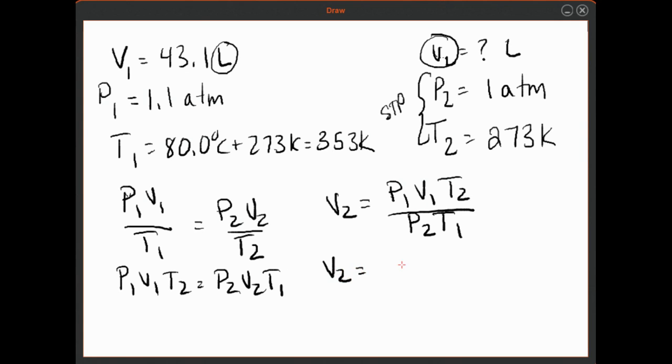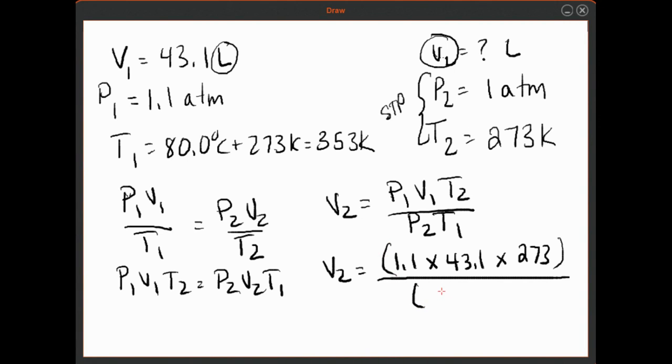So pressure 1 is 1.1. We're going to multiply that by volume 1, which is 43.1. We're going to multiply that by temperature 2, which is 273. And we're going to divide all of that by pressure 2, which is 1 atmosphere, multiplied by temperature 1, which is 353 Kelvin. All right, so now we can in fact put that into our calculator.